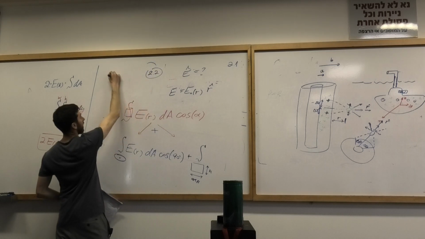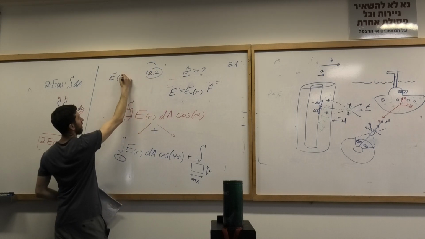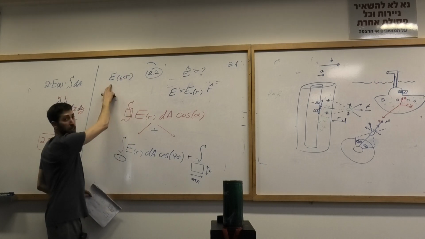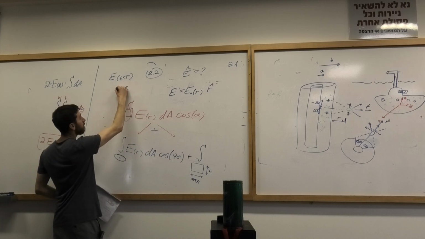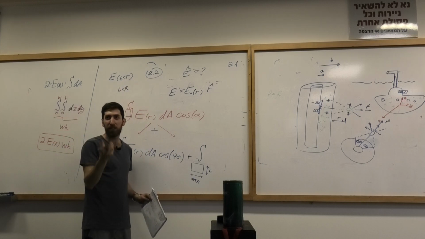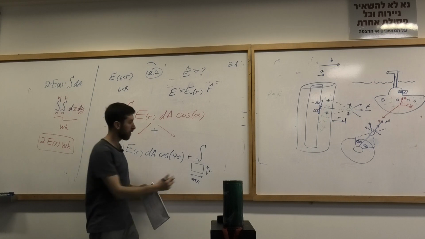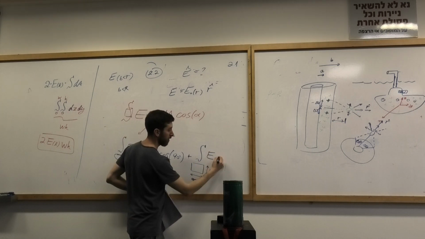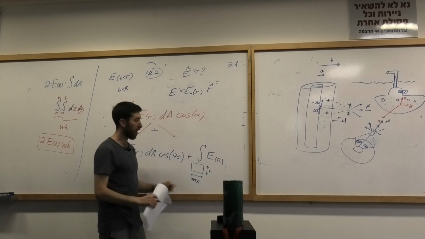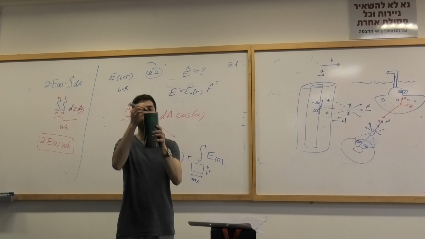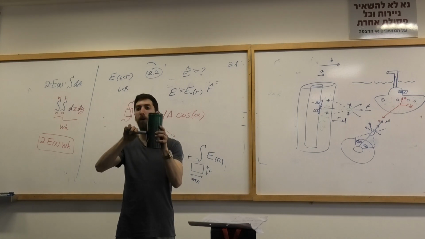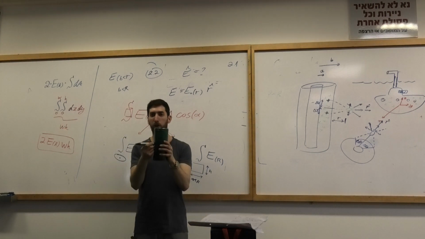And if they ask me what E is for R bigger than B, this is the question. So I'm going to choose some R which is bigger than B, because I want this term in my equation so I can solve. So this is going to be here only at the location R, only at that location, not inside, not outside.